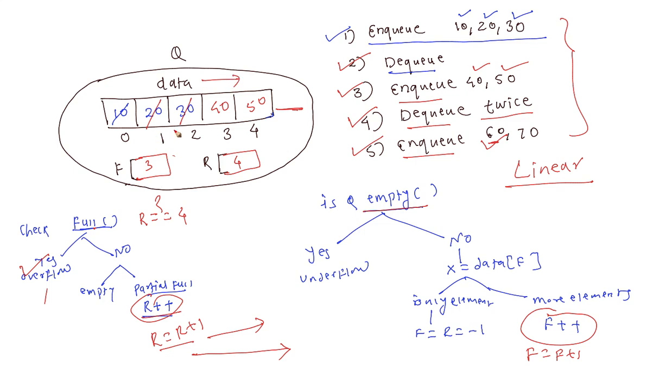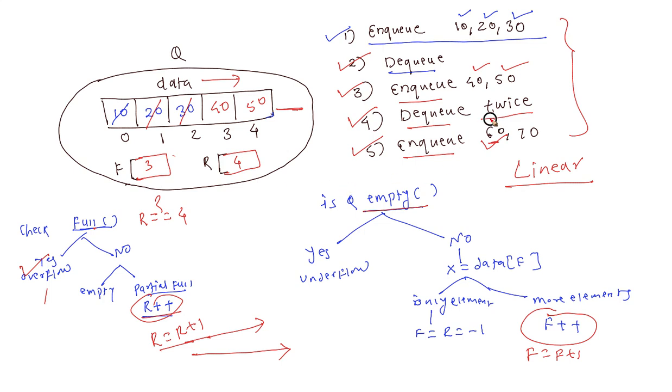You see, F was 1, then F became 2. If you perform one more DQ operation, F will become 3. And when performing NQ, R was 0, then R became 1, then R became 2. R was growing like this only, F was growing like this only. So the increment is linear for F and R both. So that's why this queue is called a linear queue.